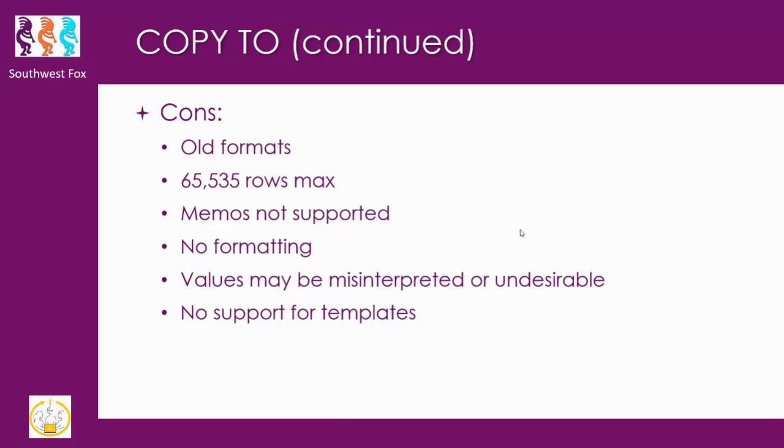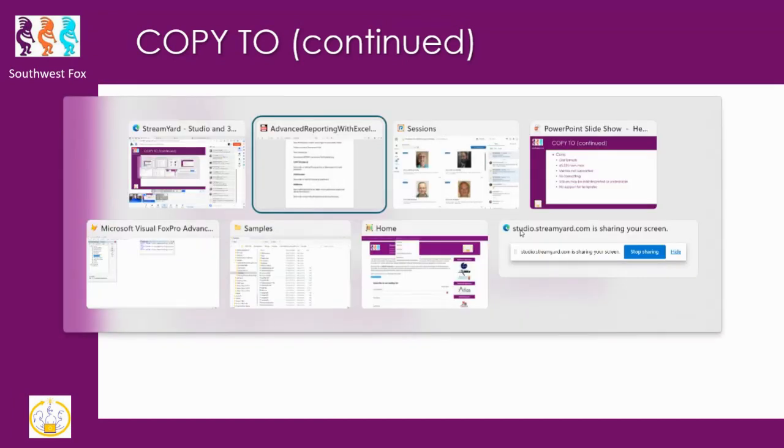By templates, I mean, again, we want to update an existing document or an existing template. In this case, COPY TO would generate a brand new file, and so we wouldn't have the ability to do that. So let's go and take a look at some code.